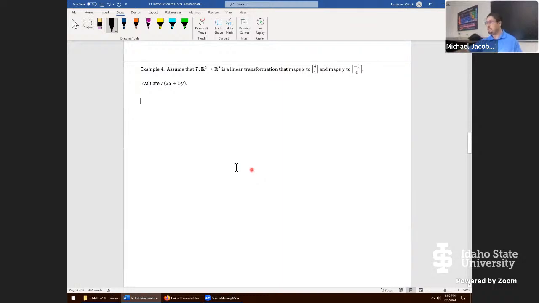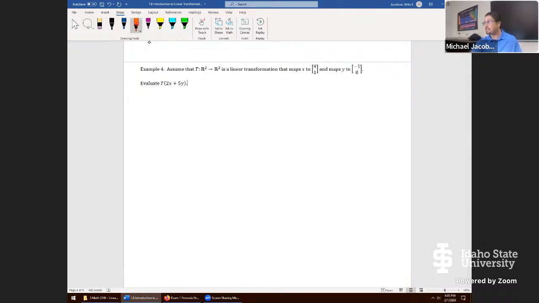It says assume T, which maps from R2 to R2, is linear. These kinds of transformations are exceptionally special. You're going from the same dimensional space into the same dimensional space. Sometimes these are called linear operators. Our author just keeps it linear transformation. And now it tells us that it maps x to 4, 1, maps y to -1, 0. Evaluate that. It's all very cryptic because of the language.